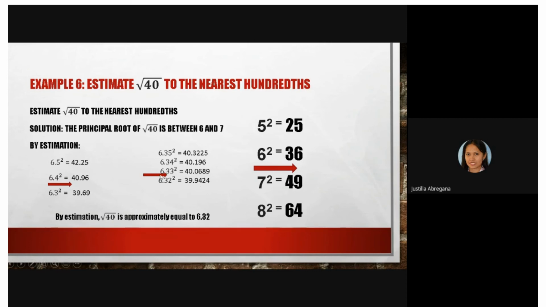This time we will check which is nearer to 40. So we have here 39.9424 is nearer to 40. So by estimation, square root of 40 is approximately equal to 6.32.